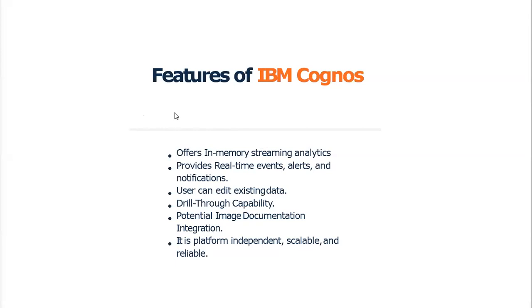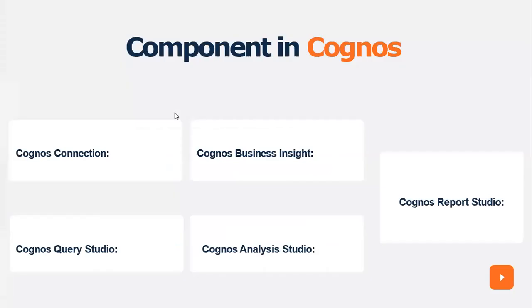Am I clear with the features of IBM Cognos? We'll be creating dashboards in today's session. The components of IBM Cognos: Cognos Connection is used to create a connection with the databases. If you want to create a connection with the databases and retrieve the information from the database, we'll be using Cognos Connection.